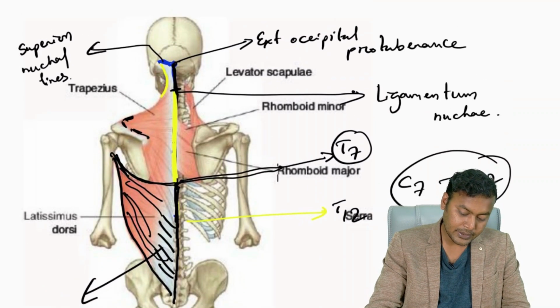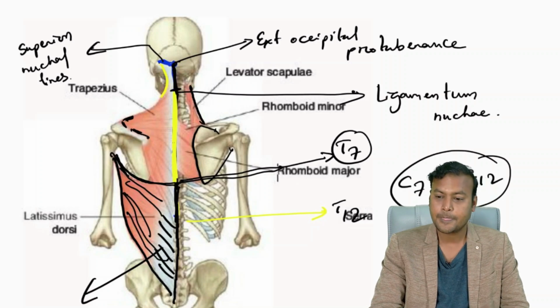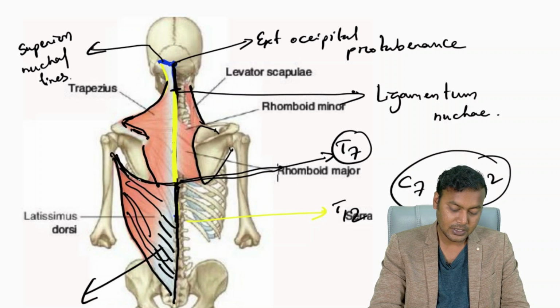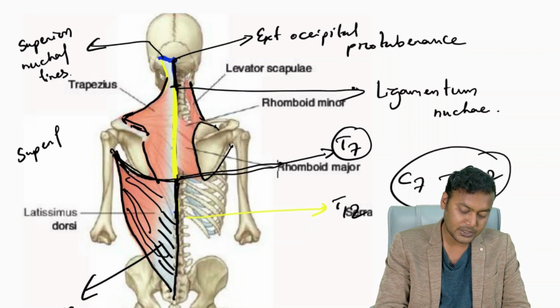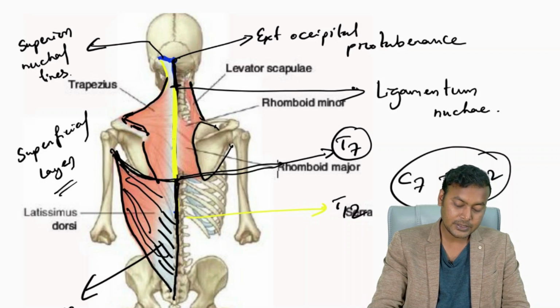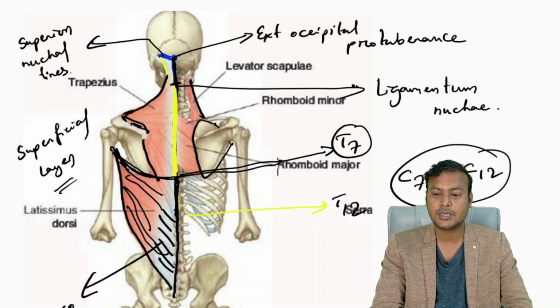Apart from that, on this side you can see the muscles which are attached from the axial skeleton to the appendicular skeleton, and they lie in an intermediate layer. So the trapezius and latissimus dorsi were the superficial layer muscles, whereas if we remove them, we can see the next layer of muscle, that is the intermediate layer.